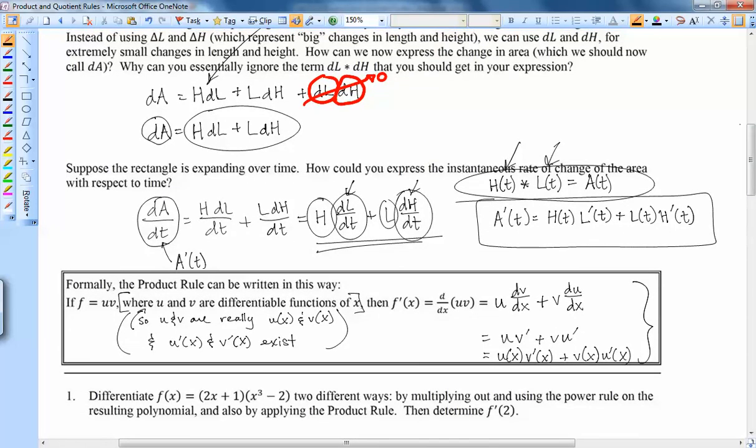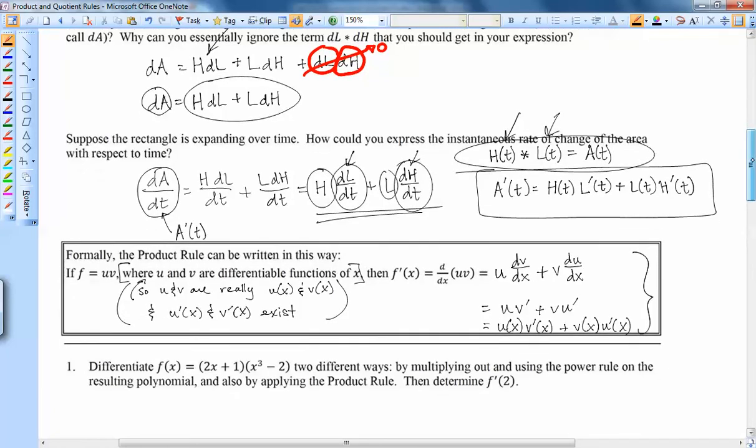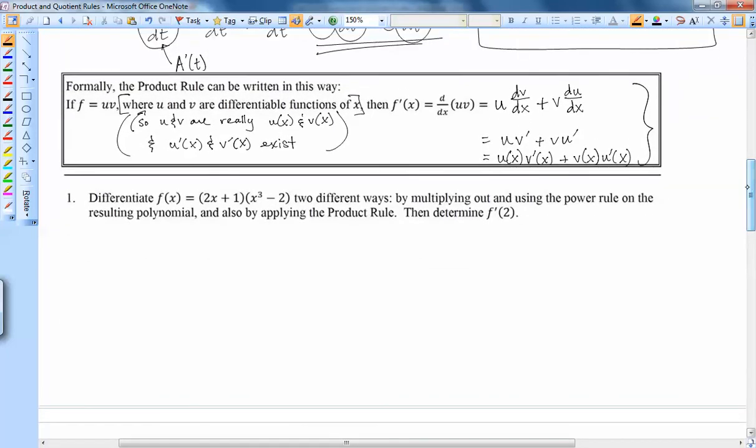So, you can stare at that all you want, but I think it's a lot easier to see it in action in an example. So here it says differentiate two different ways. Multiply it out and then use the regular shortcut rule that we've been using, the power rule, or apply the product rule. So let's first do it the old-fashioned way. So first I'm going to distribute everything. I'm going to multiply it all out, so I'm going to get 2x to the fourth minus 4x plus x cubed minus 2.